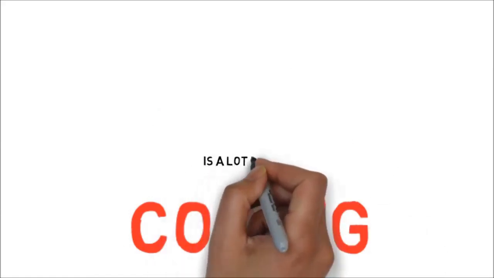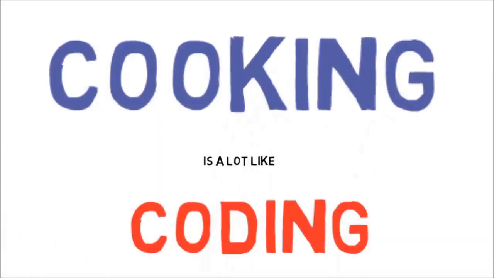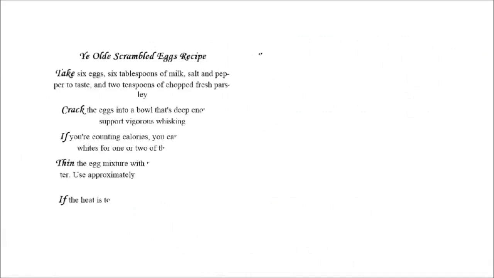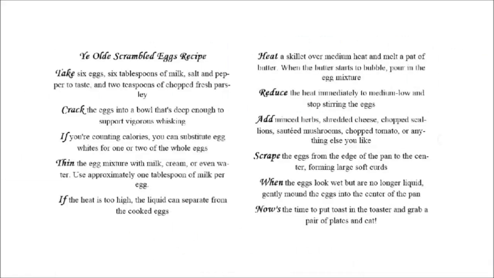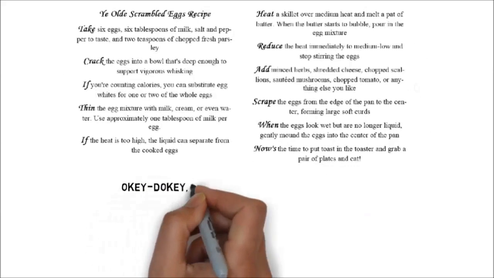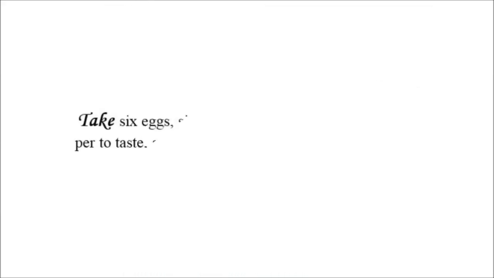Never fear, because it turns out that coding is a lot like cooking. Or put differently, cooking is a lot like coding. To convince you that this is the case, I'm going to take a fairly standard recipe for making scrambled eggs and break it down and relate each one of the steps in the recipe to coding. Hopefully, this will make coding conceptually a lot less intimidating than it might possibly be for you.